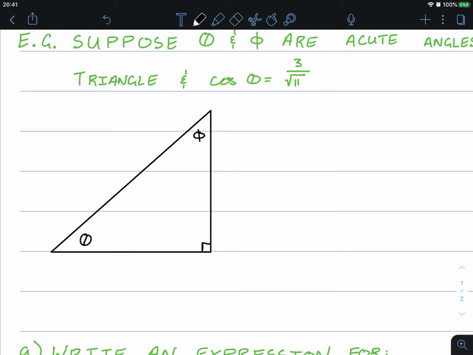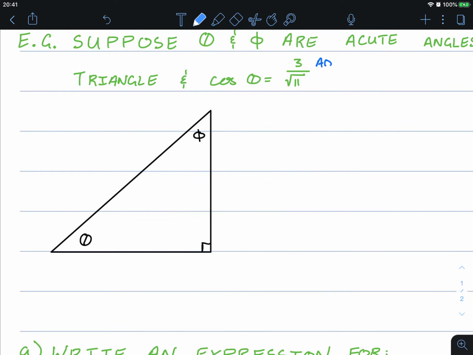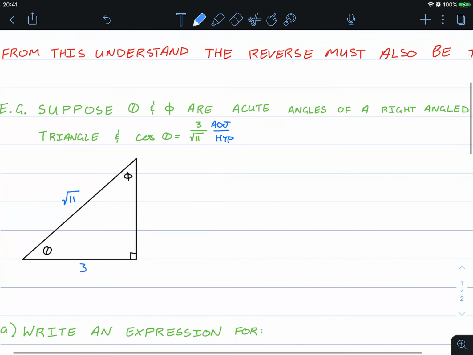Okay, well, if we apply this, cosine of theta is 3 on root 11, so that's adjacent over the hypotenuse. Well, adjacent to theta is the value of 3, so 3 must go here, and the hypotenuse must be square root 11. Now from here we can do some trigonometry to figure out what this side is. So let's do that now.